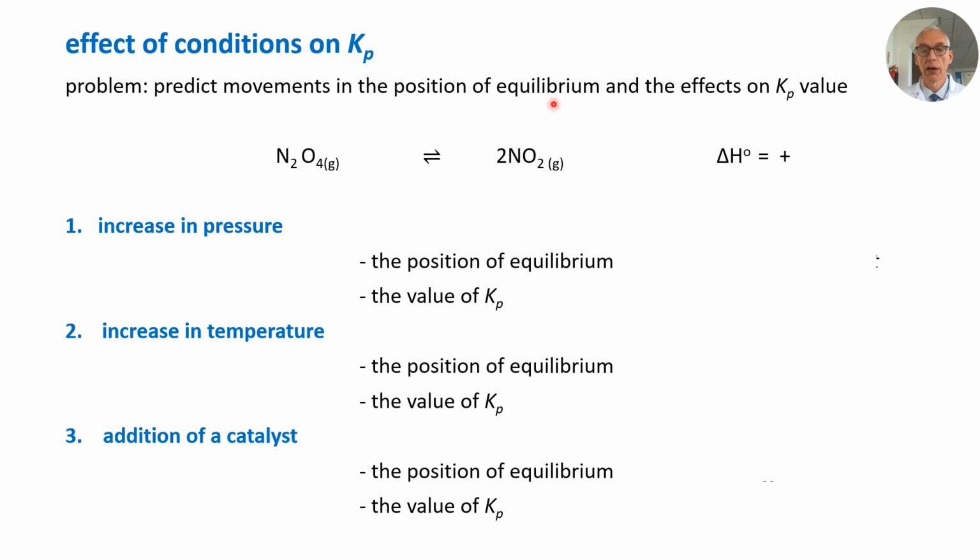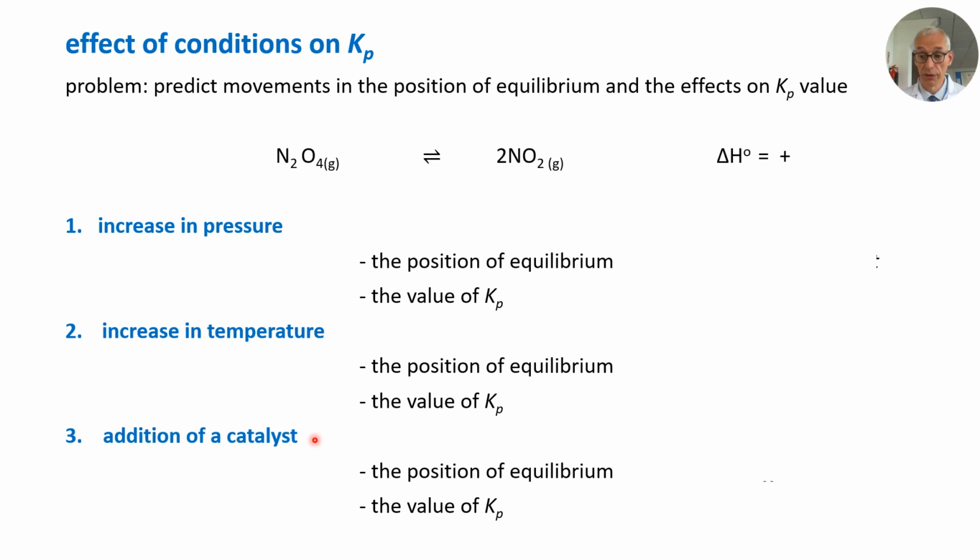So here are some predictions for you to make. Predict movements in the position of equilibrium and the effects on the Kp value for the dinitrogen tetroxide, nitrogen dioxide equilibrium, which we are told is endothermic in the forward direction. What will be the effect of increasing pressure on the position of equilibrium and the value of Kp? Similarly, for an increase in temperature and the addition of a catalyst. Pause, make your predictions, come back to check against my answers.